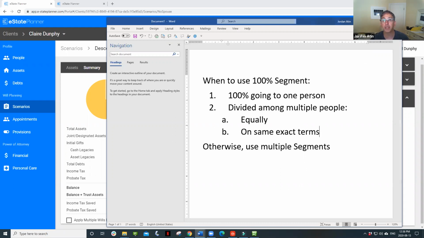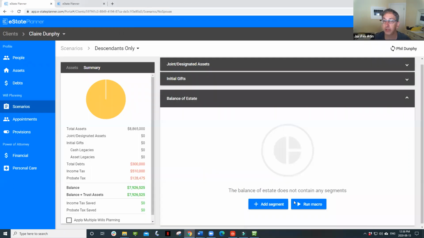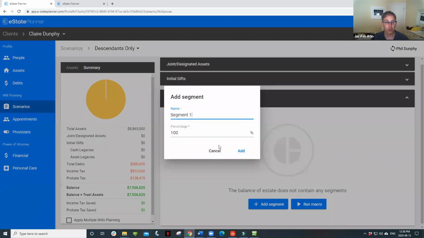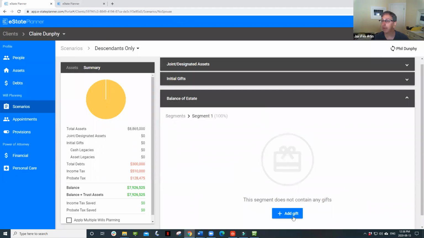Well, the most common situation there is a gift to children equally. So in that case, I typically would use one segment, and I'd say add a segment for 100%, and I wouldn't change the name, and I'd go add. And now I've got to deal with that segment. Now I've created 100%. Now what do I do with it?